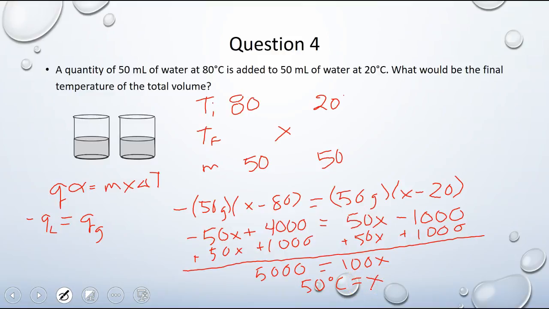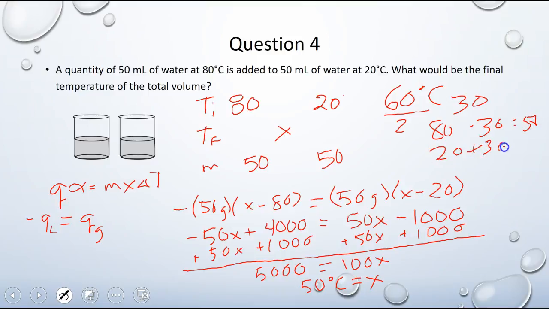Now, we could have looked at this in a different way instead of mathematically. If we said, well, that's 60 degrees between the two, half of that is 30. So 80 minus 30 is equal to 50, and 20 plus 30 is equal to 50. We could have figured it out like that, but this is the mathematical way of doing it. So two ways of going through that problem that really get us to where we need to go.